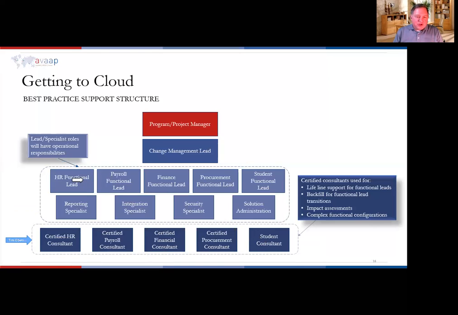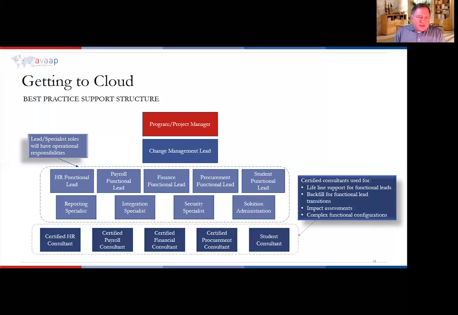So if this functional lead in HR runs into something that, hey, I don't really know how to do that, I'm not comfortable here, I can't figure it out, they have a lifeline or a consultant they can call and only get charged for the hours they use from that HR consultant. And oftentimes the folks that did your implementation, so if Avaap did your implementation, these consultants may end up being the same individuals servicing your lifeline support. So that's what we're talking about when we're talking about getting to that cloud, okay?